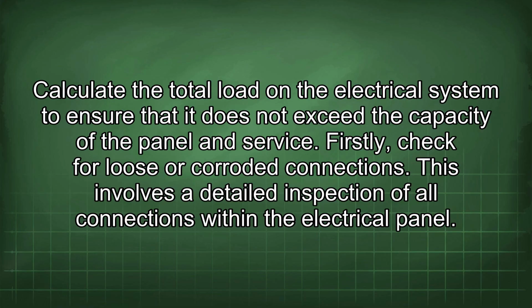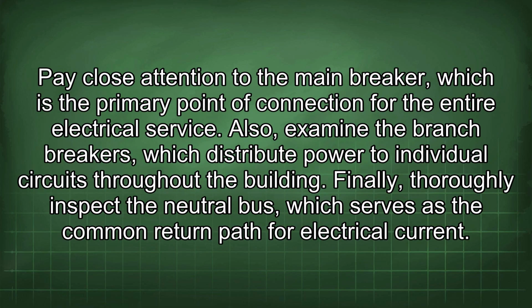This involves a detailed inspection of all connections within the electrical panel. Pay close attention to the main breaker, which is the primary point of connection for the entire electrical service. Also, examine the branch breakers, which distribute power to individual circuits throughout the building. Finally, thoroughly inspect the neutral bus, which serves as the common return path for electrical current.